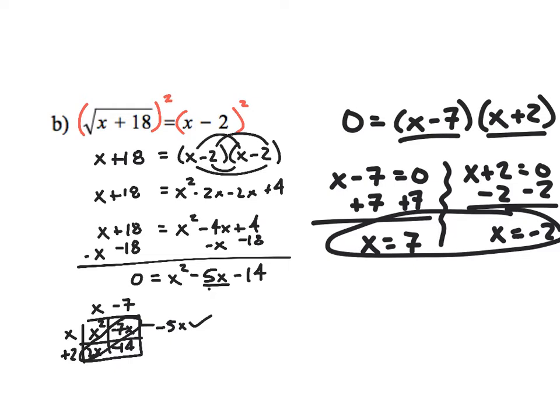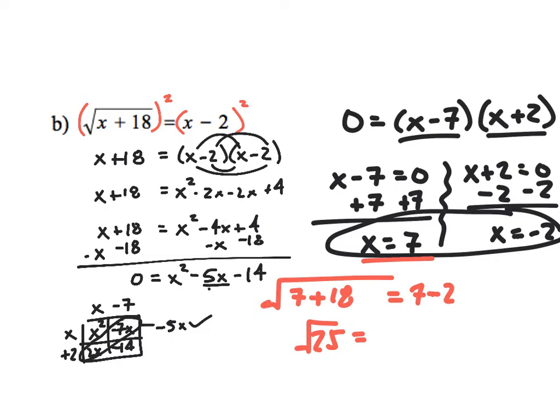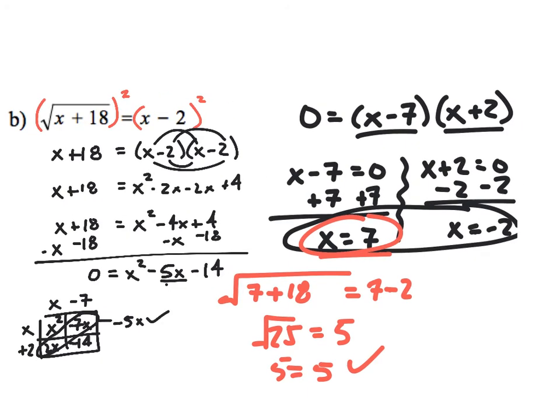So let's plug in and check 7. So x equals 7. If I do the square root of 7 plus 18, is that equal to 7 minus 2? So I get the square root of 25 is equal to 5, and I get 5 equals 5. So this one is good. That one's good. All right, let's check negative 2.